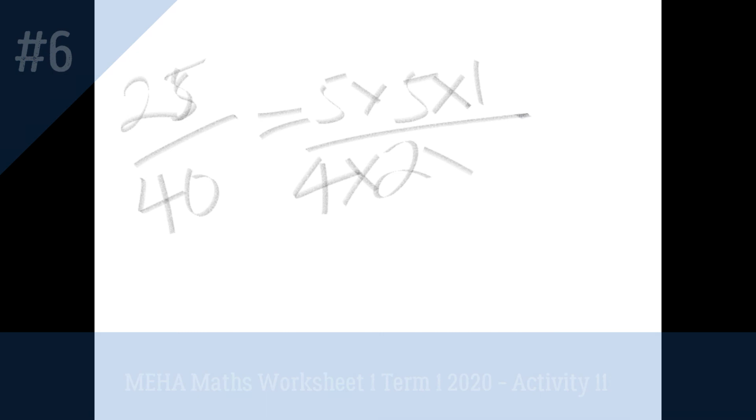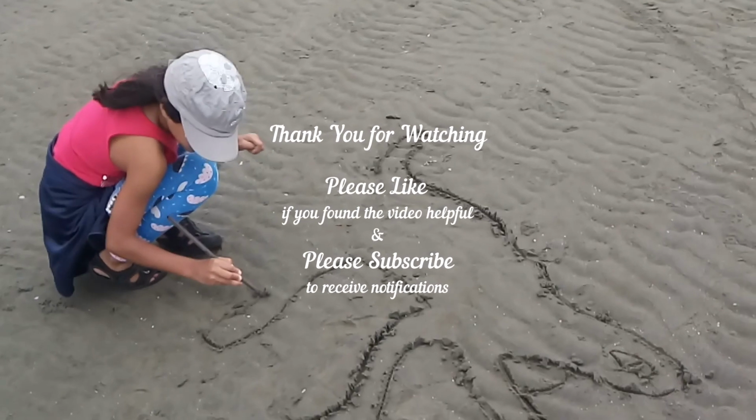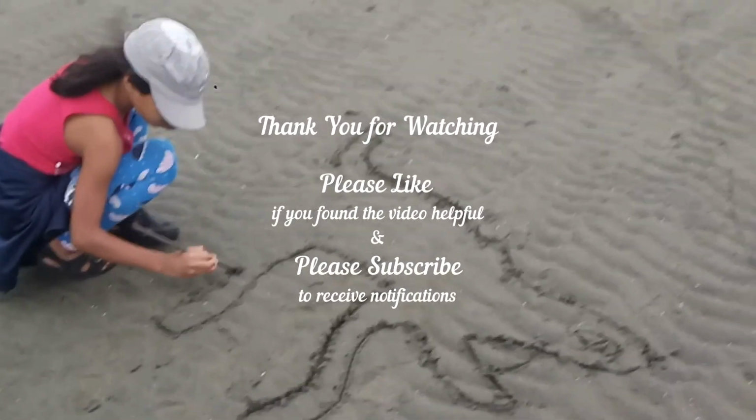So 2 times 5. Let's cross out the 5 on the top, 5 on the bottom. We're left with 5 on the top and 8 on the bottom. Factors of 5, only 1 and 5. 8, we can't get any 5 into that. So that's the simplest we can get it. And that's the answer.